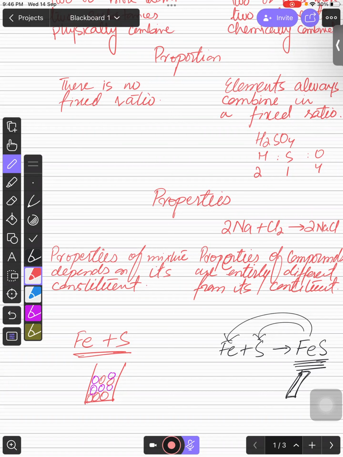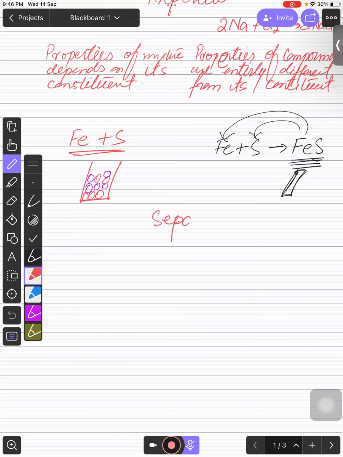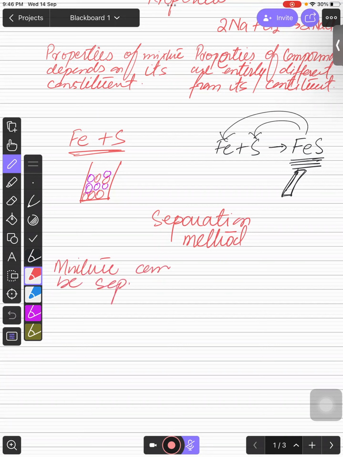Then there will be the separation method. You need to remember that mixtures can be separated by a physical method, right? You can use a physical method. Mixtures can be separated by a physical method. And what are the physical methods? What are the physical methods, children?